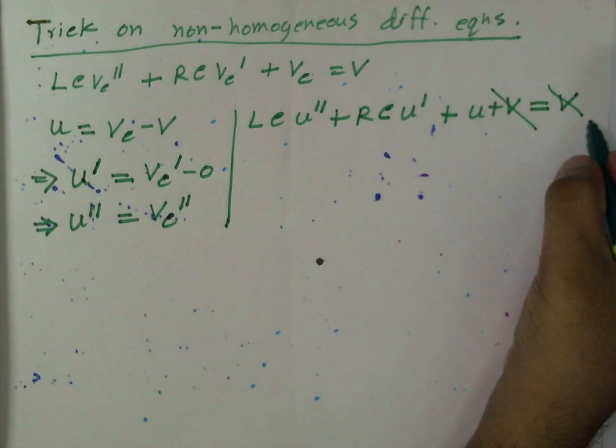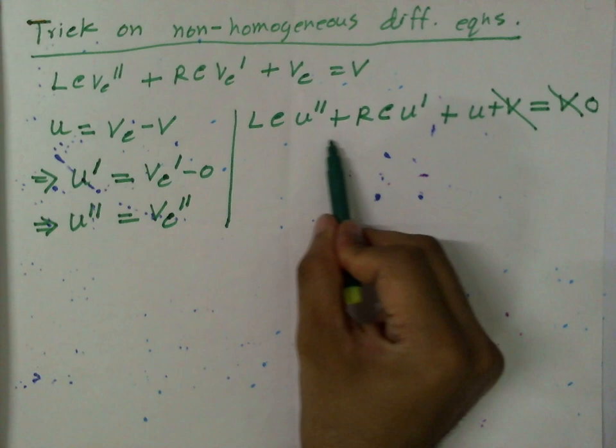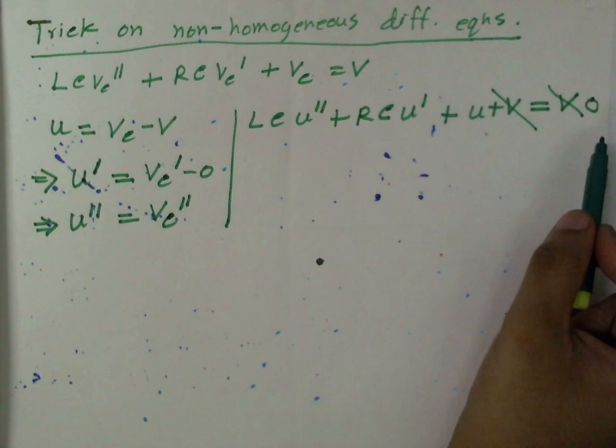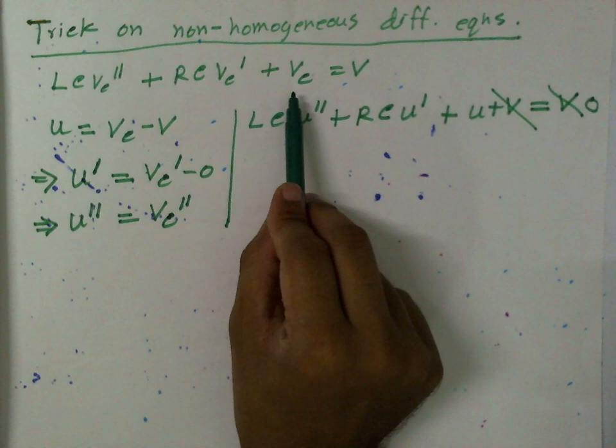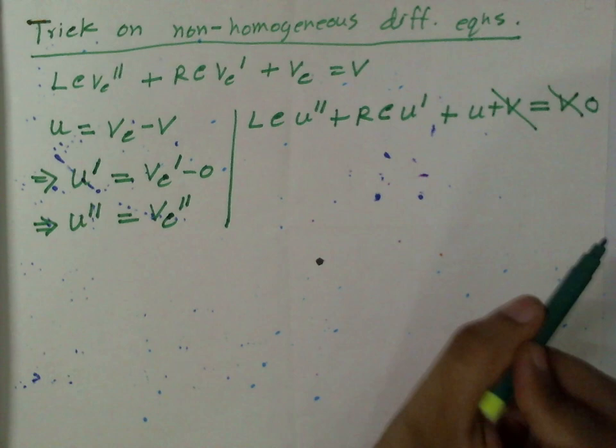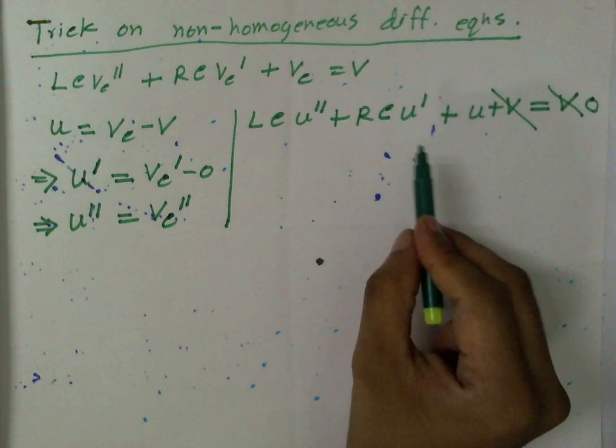So in terms of U, this is a second order differential equation which is homogeneous because the right hand side is 0. So with this trick of substitution of variable, we have made this non-homogeneous differential equation into a homogeneous differential equation, and we know from our high school knowledge how to solve a second order differential equation which is homogeneous. So that's what we are going to do next.